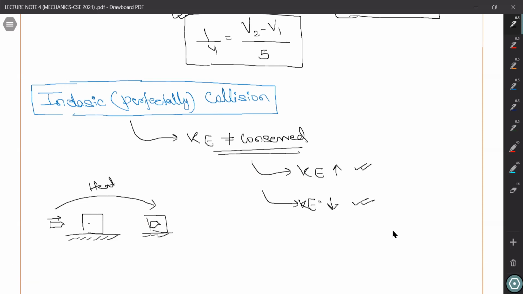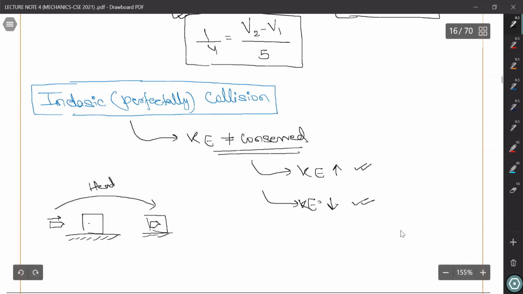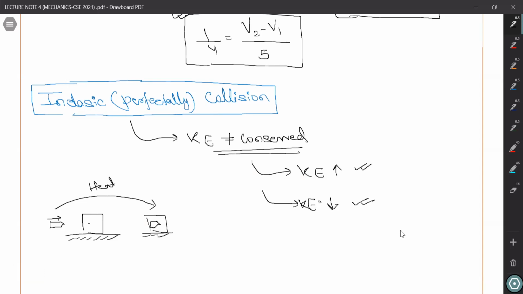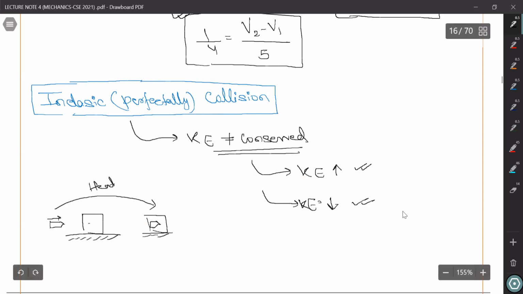It is also valid for the subatomic particles. So in case of Rutherford scattering, we will also see the elastic collision, right? In case of nuclear reactor, we will also see many cases. In case of ballistic pendulum, we will also see collision. So you should understand these points, right? That kinetic energy may increase or decrease.